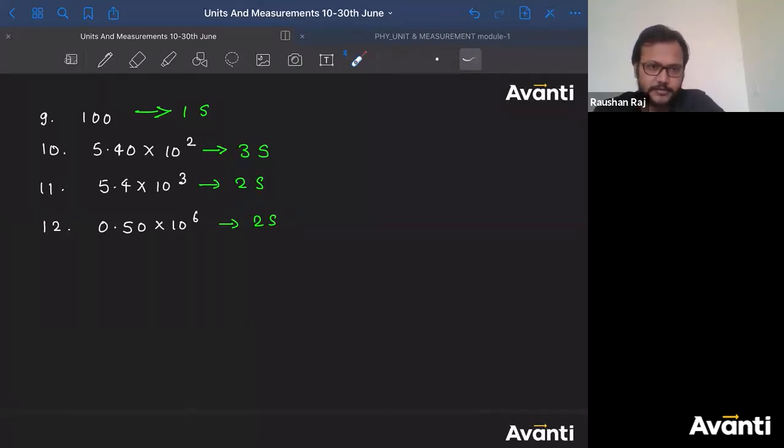In ninth, can there be two significant? One is a non-zero digit, where these two zeros are trailing zeros. That does not mean anything. So that is why we say they are not significant. Only one will be significant. So only one digit is significant. That is 1.